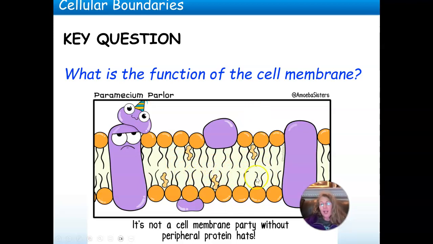We are going to talk a lot about the plasma membrane, especially when we talk about homeostasis and how cells take things in and release things also. So not only does the plasma membrane, or the cell membrane, help protect the cell and act as a boundary, it also regulates what can go in and out of the cell.